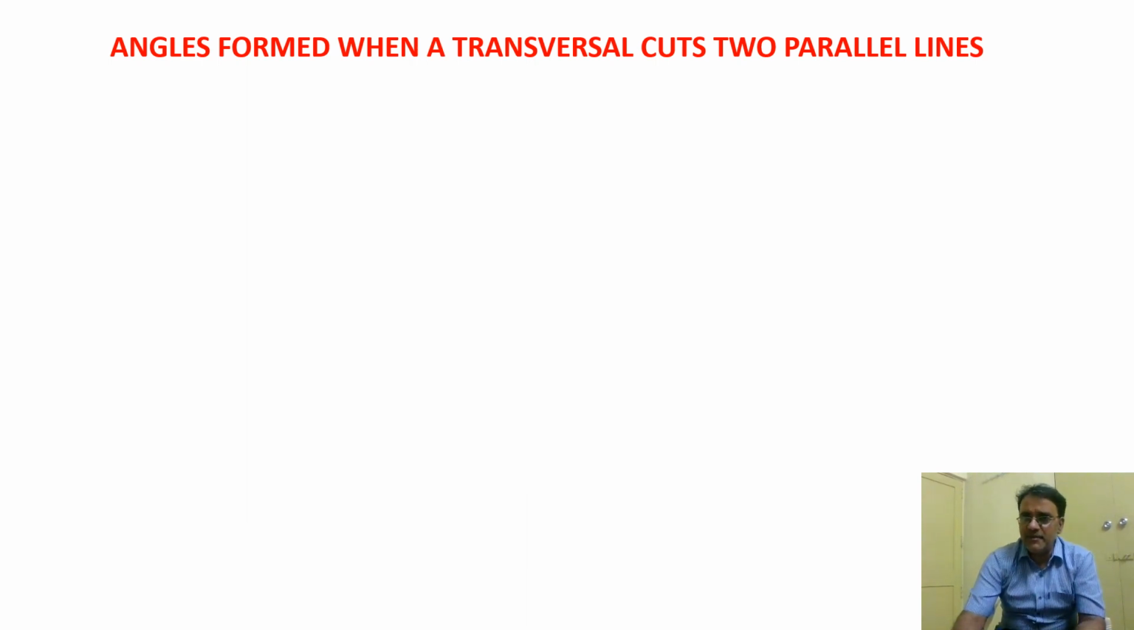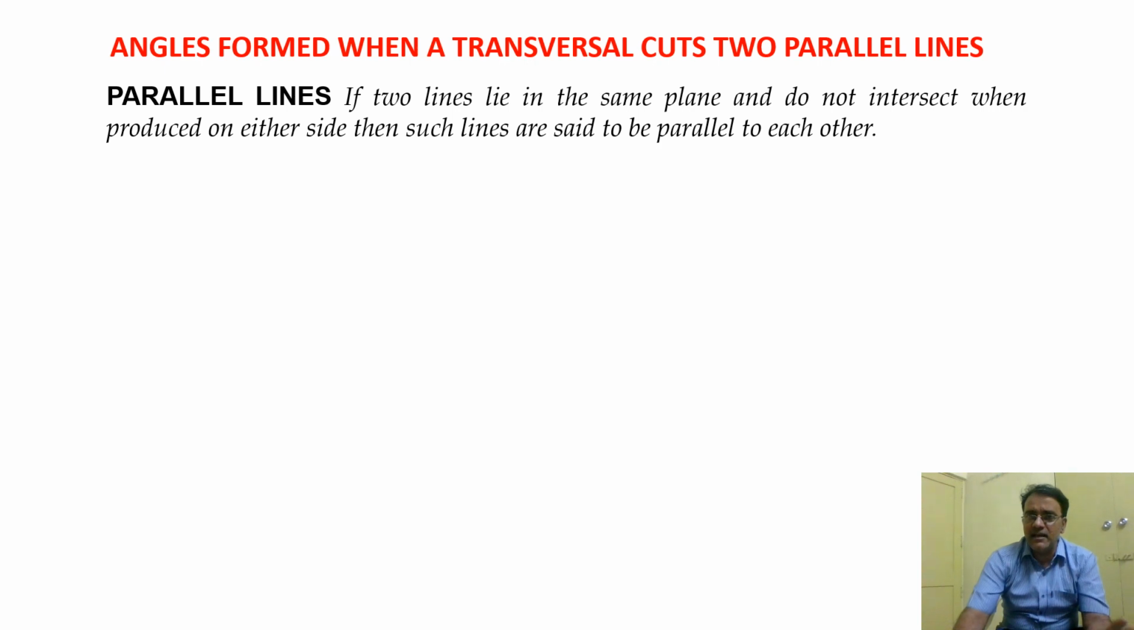So before that, let me recapitulate a little. Parallel lines: if two lines lie in the same plane and do not intersect even when produced indefinitely on both sides, such lines are said to be parallel to each other, right?